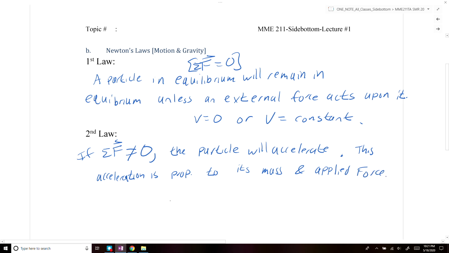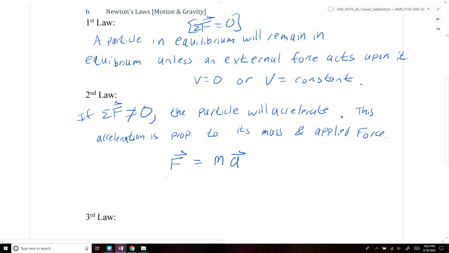This is a pretty famous equation: the force applied to an object is proportional to the mass of the object and the acceleration. So F here is the force, which is a vector, meaning it has magnitude and direction. The mass of an object is a scalar value. And the acceleration is going to be a vector as well, so it'll have a magnitude and a direction.